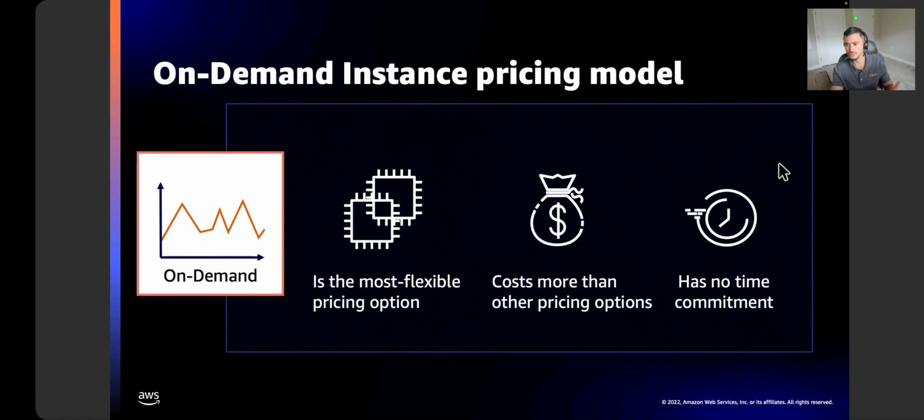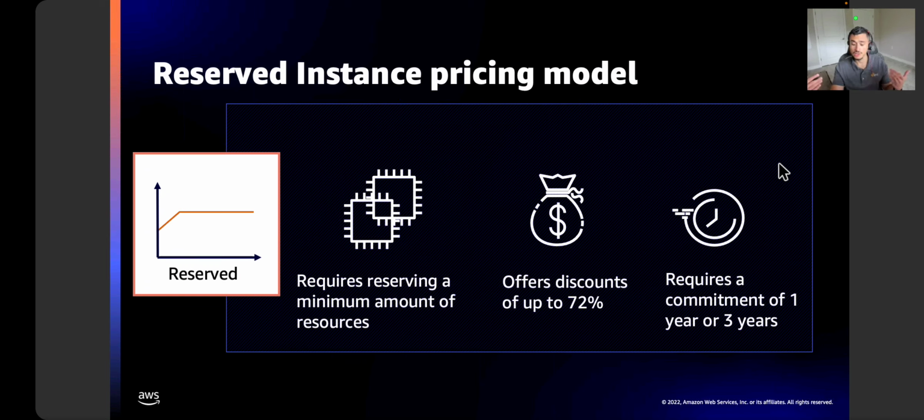I think I went through them on that slide, but we did have an actual slide for each of them. So we'll just quickly go through this. Again, on demand is the most flexible. It is going to cost you more than the other pricing options, but there's no time commitment, right? So you can spin these up as you wish on demand, you're billed per second or hour that your instance runs. Reserved, again, this is when you have a steady state compute demand that you know is going to be running for 1 or 3 years.